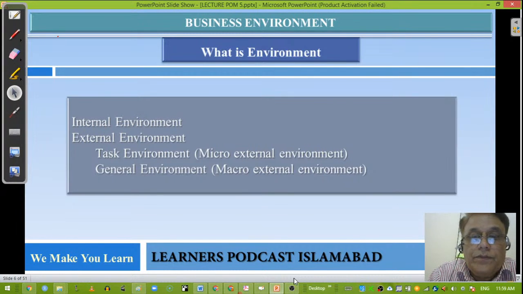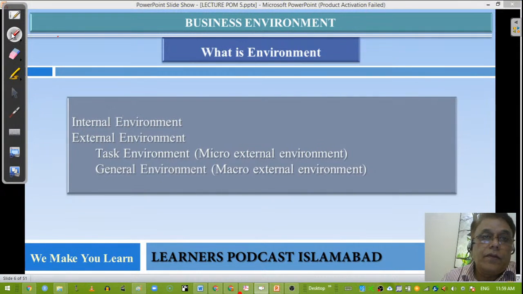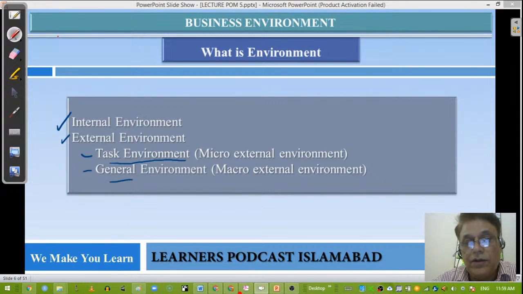So generally, if we divide the environment, we have the internal environment, and we have the external environment. In the external environment, we have two components. One is called the task environment. You have to memorize this terminology. Another is the general environment.